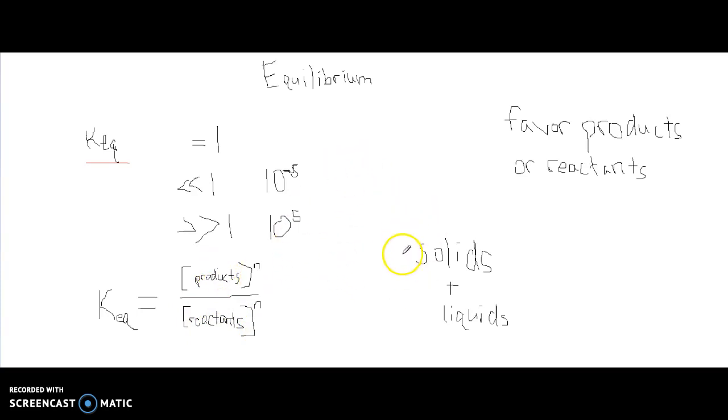So two things are not included in equilibrium, and those are solids and liquids. They are not included in equilibrium, so if they are in your equation, or if they're one of your products or reactants, you cannot include them in the equation, because then it will totally mess up your whole equilibrium.